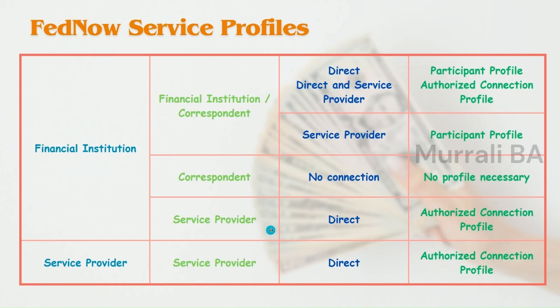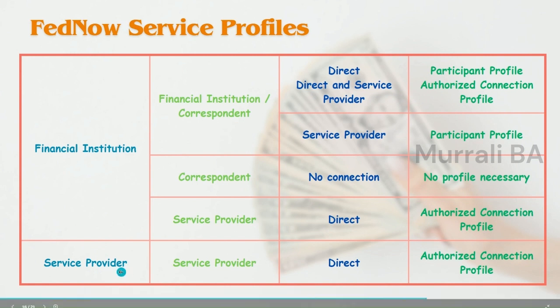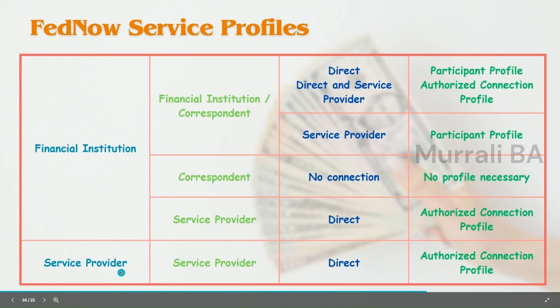So whichever banks or any other small institutions opt for this solution, they would need a participant profile and also an authorized connection profile here. And any service provider is basically a tech company that would offer payment solutions to connect with the FedNow service, right? So the service providers would directly connect with the FedNow service, so they would need an authorized connection profile.